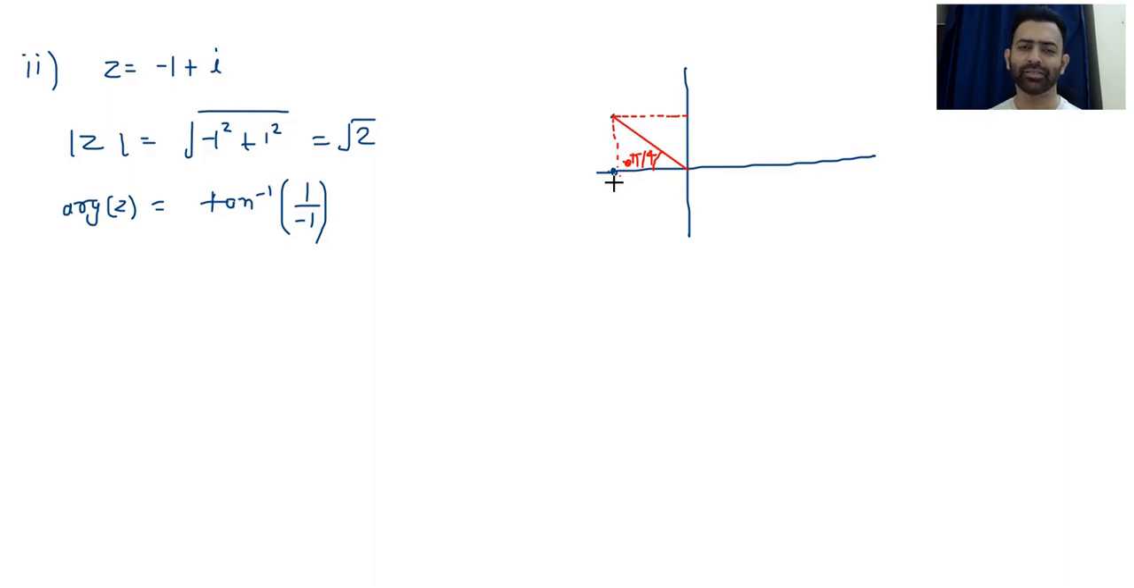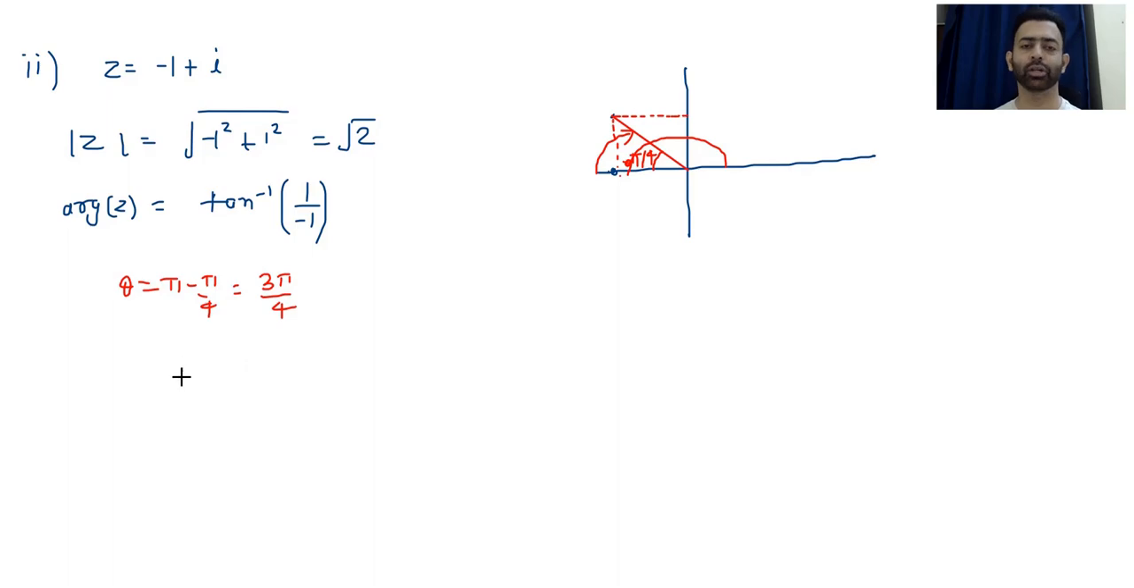If I am measuring the angle from the negative side, then it is -pi by 4. But basically this whole is pi, meaning moving in the anti-clockwise direction I get pi, and then I move in the reverse direction, so I write -pi by 4. So this theta will be pi minus pi by 4, which is 3 pi by 4. Okay, so this is the argument.